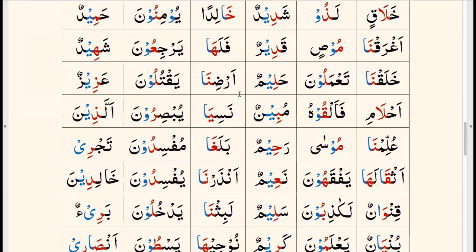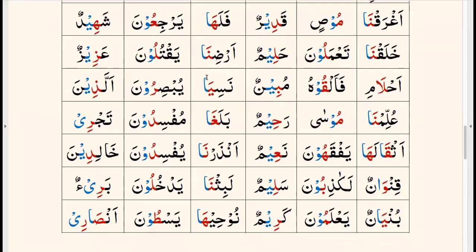Ardina. Very nice. Okay. Now here, can you spot the Alif Madiyah? Yes. It's after the ya. Okay. Can you read it for me then? The ya. Ya. Very nice. So you did prolong it for 2 seconds. Nasiya. Nasiya. Well done. Very nicely read.